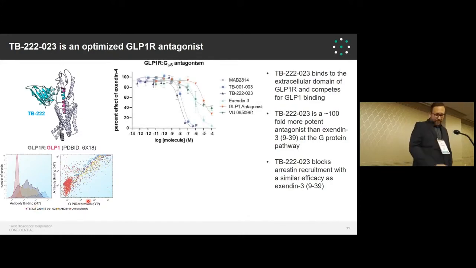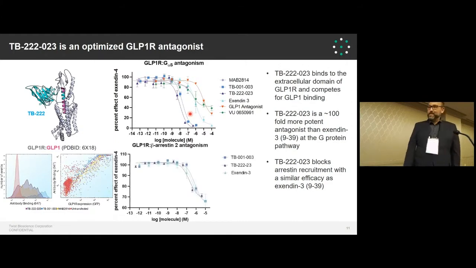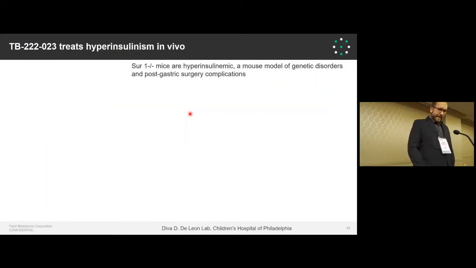So for antagonism, the current standard of care for hyperinsulinemia is exendin 3, and you can see our 2 antibodies have about 100-fold left shift, better blockers of G protein signaling. Something that's kind of interesting for the beta-arrestin pathway, all 3 antagonists are basically on top of each other. So this is an improved antagonist over exendin 3.